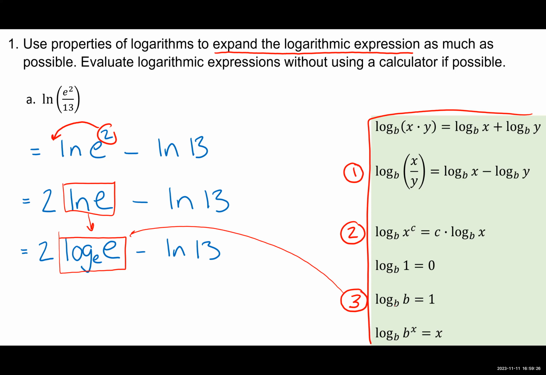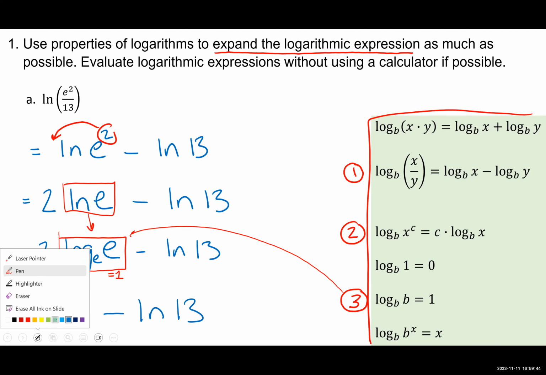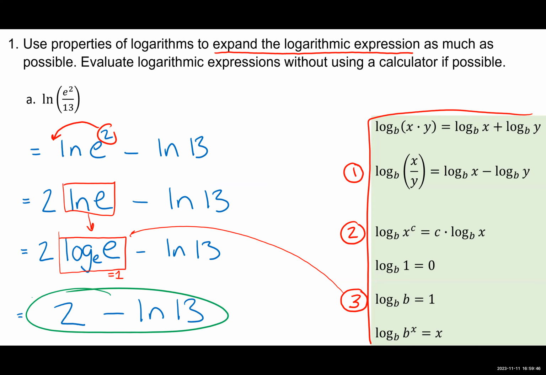When the base and the argument are the same, this in the red box is equal to 1. This becomes 2 times 1, or just 2, minus the natural log of 13. All right.